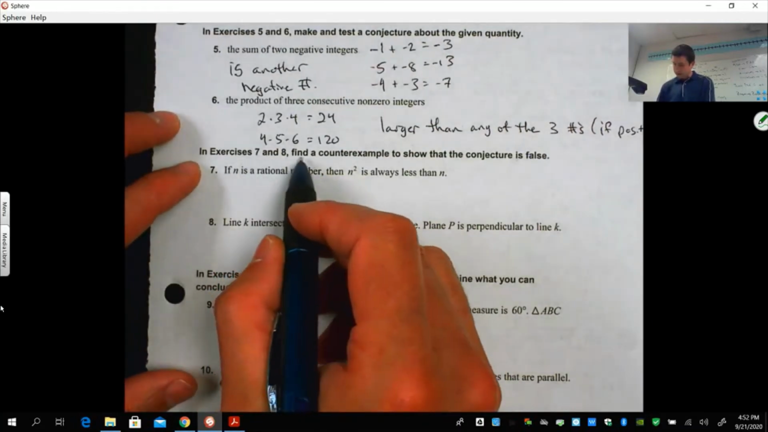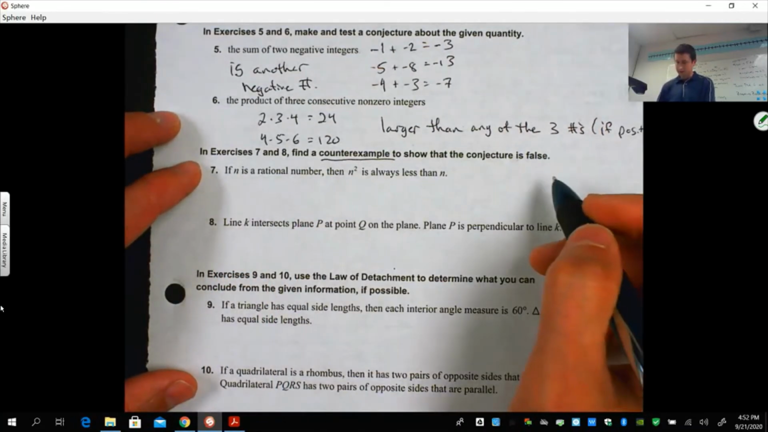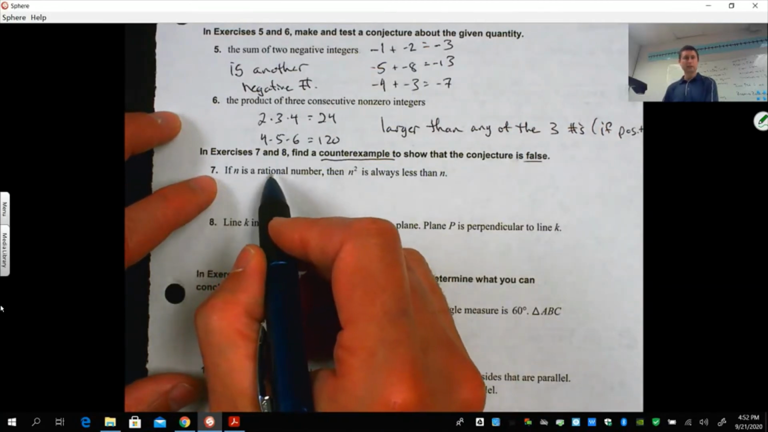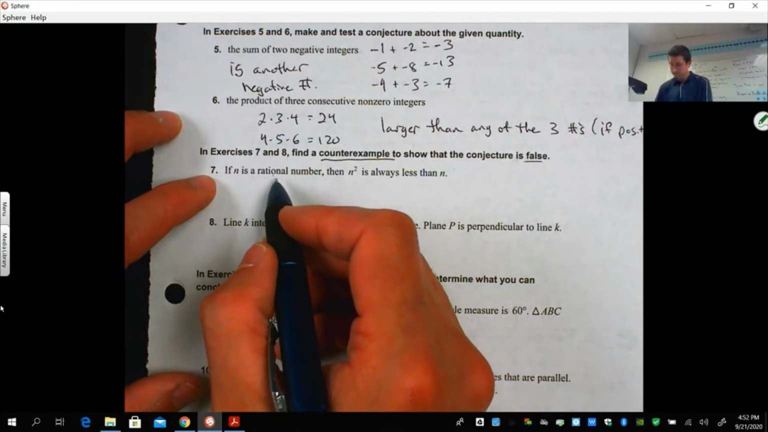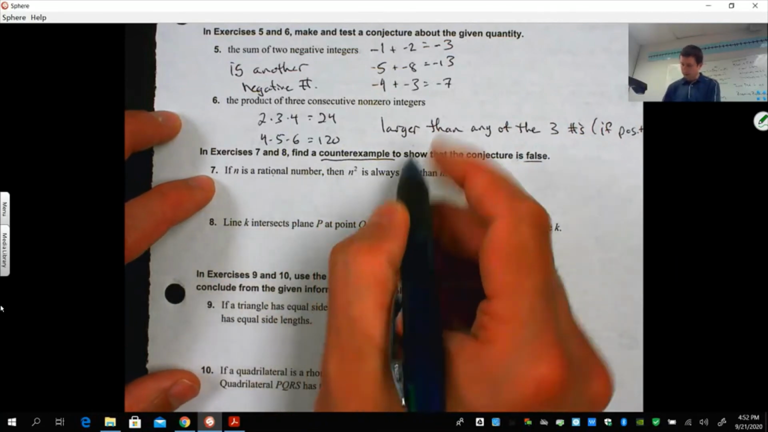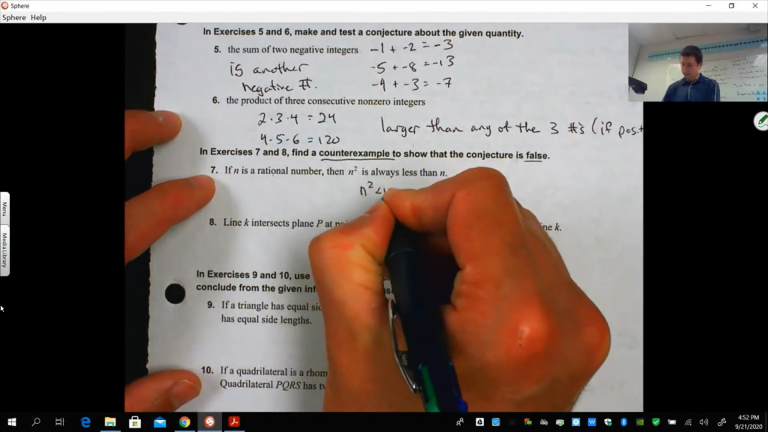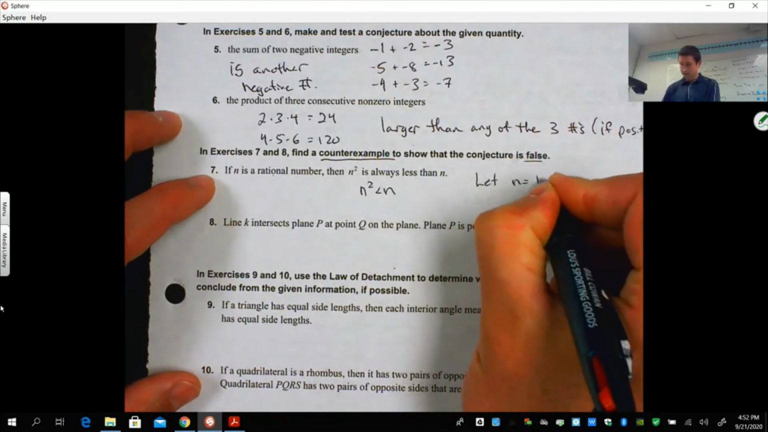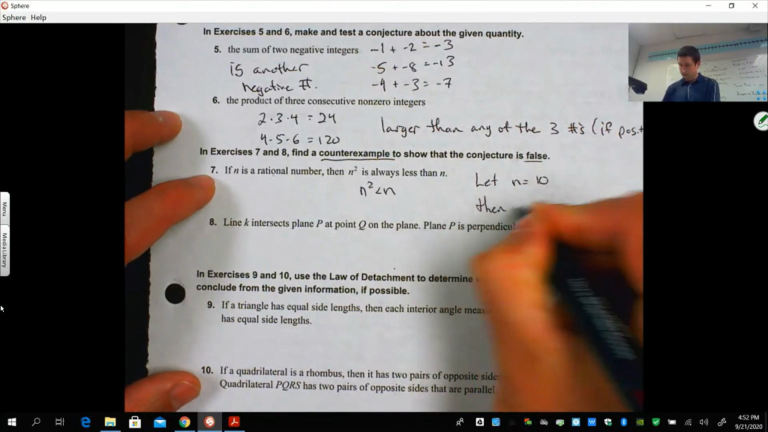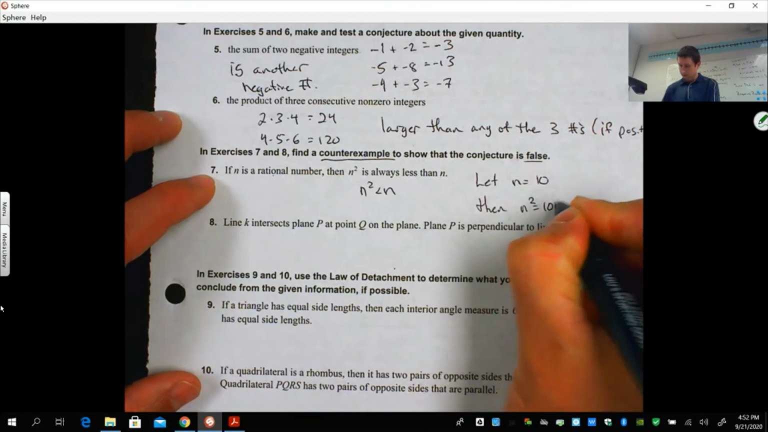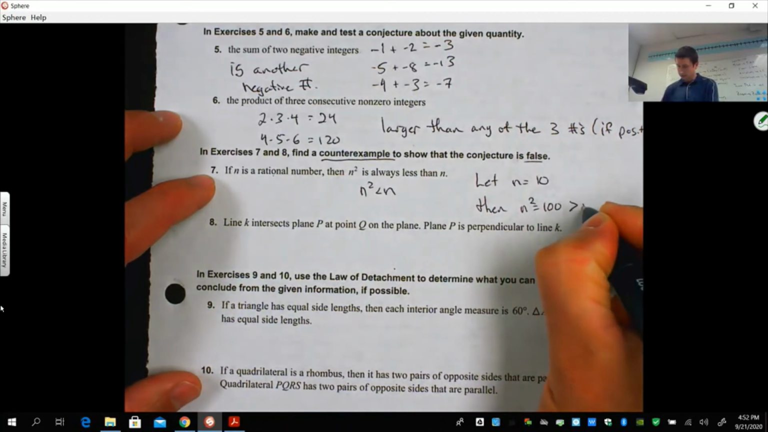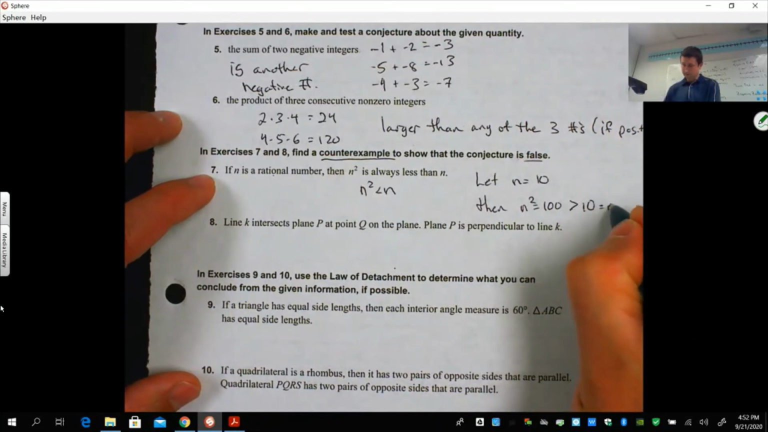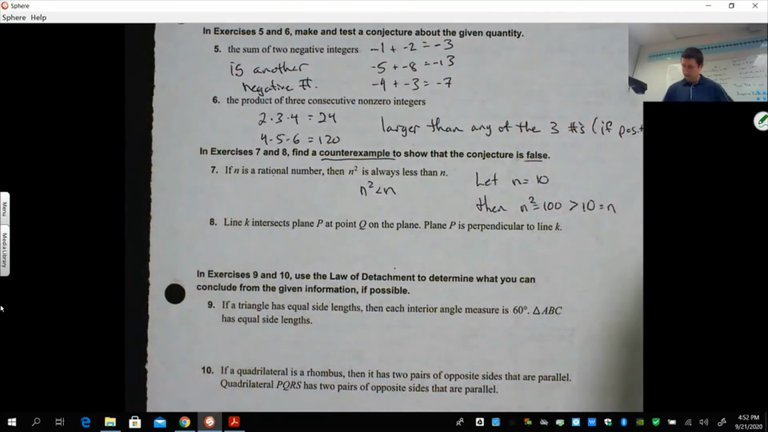Exercise 7 and 8, find a counterexample to show that the conjecture is false. Counterexample. So if n is a rational number, that's any number that can be written as a fraction, then n squared is always less than n. N squared is less than n. So counterexample would be let n equals 10. Then n squared equals 100, which is greater than 10. So n squared is greater than 10, which is n.